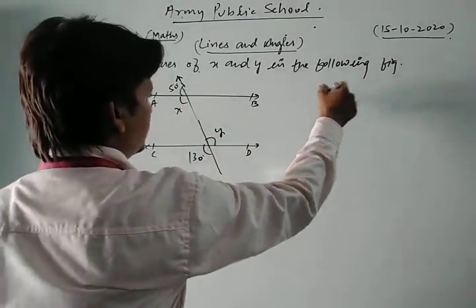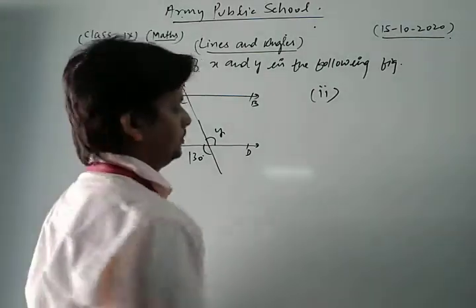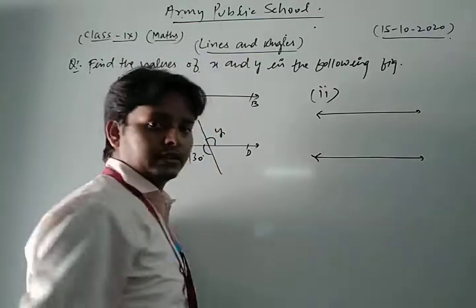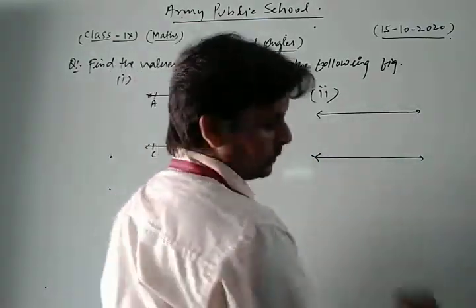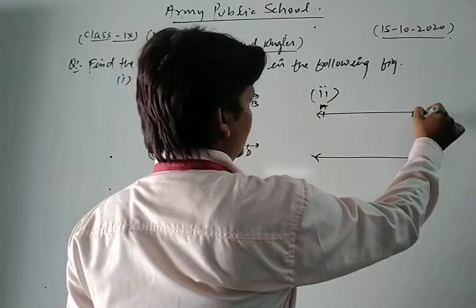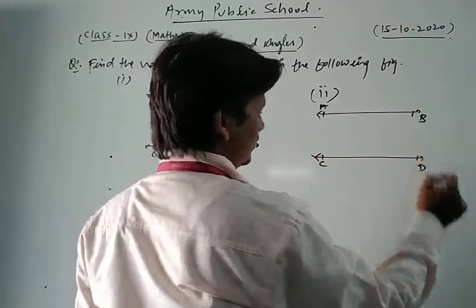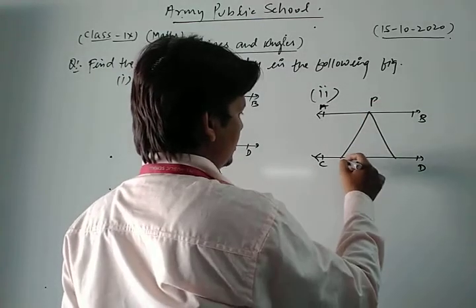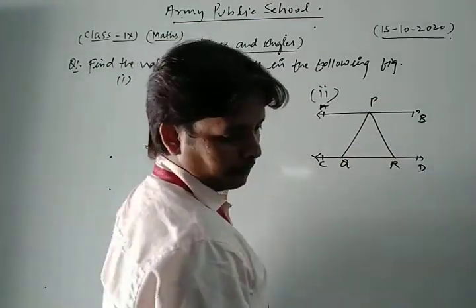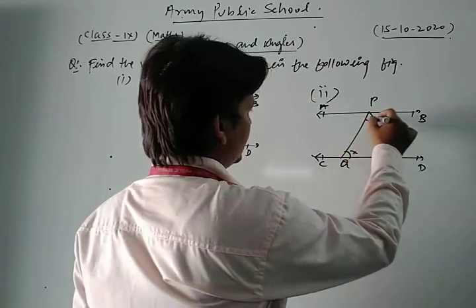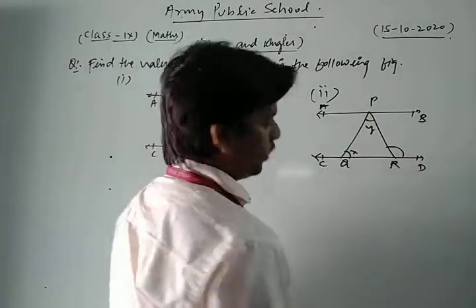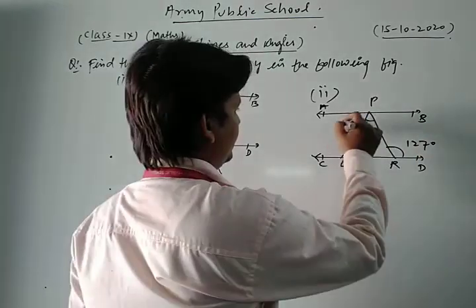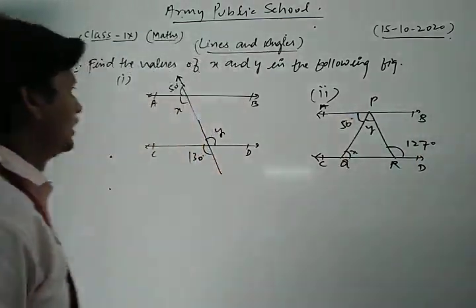And the second figure diagram is what? These are two parallel lines, AB and CD. Here these are P, Q, R. This is x, this is y, this is 127 degrees, and this is 50 degrees. Now let's see its solution.